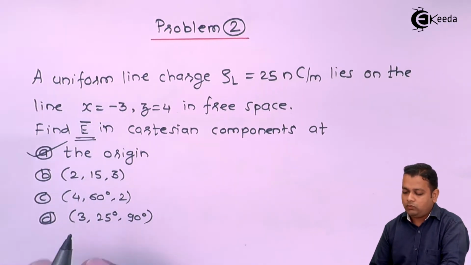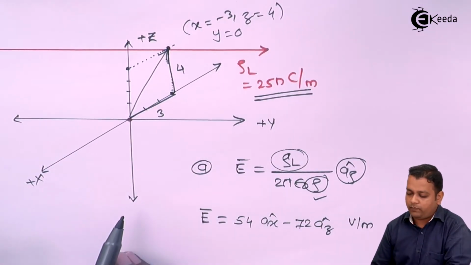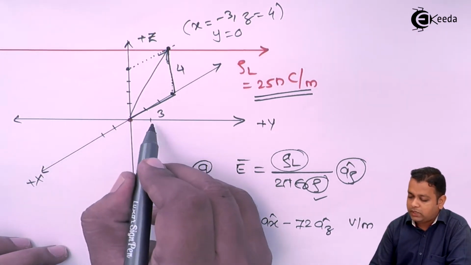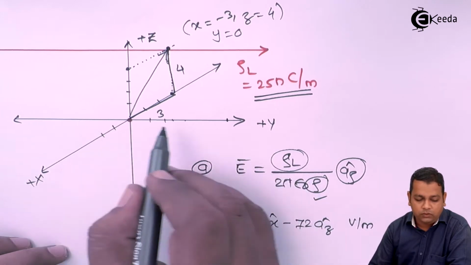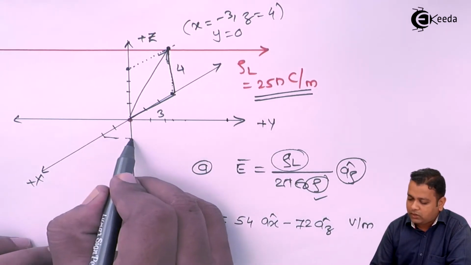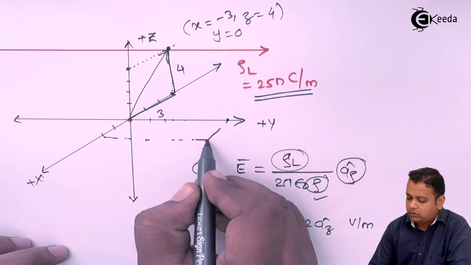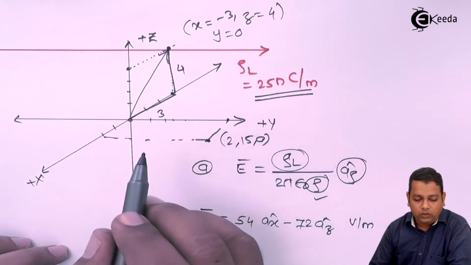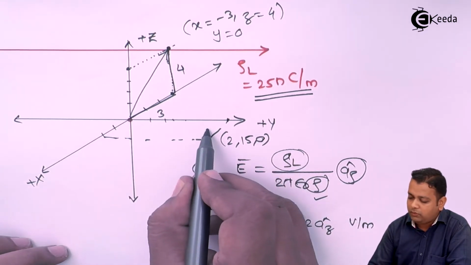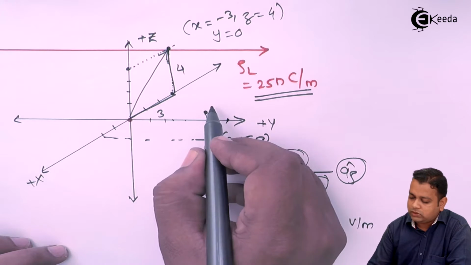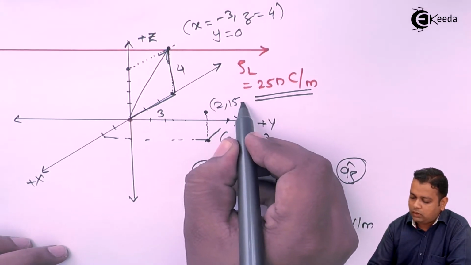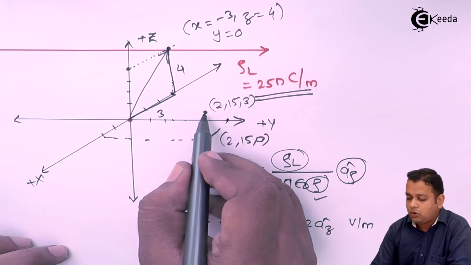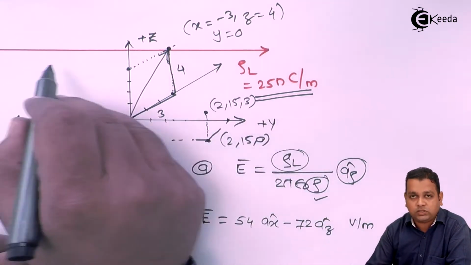So in the diagram, we will locate this point (2, 15, 3). So 2 units on the x axis, 15 units this way, somehow here, 15 units onto the y axis. So I take the intersection here. So this is (2, 15, 0), and we want (2, 15, 3). I have to lift this by 3 units. So this is the point (2, 15, 3). This is the field point, and from this field point, we have to drop a perpendicular onto this line charge.